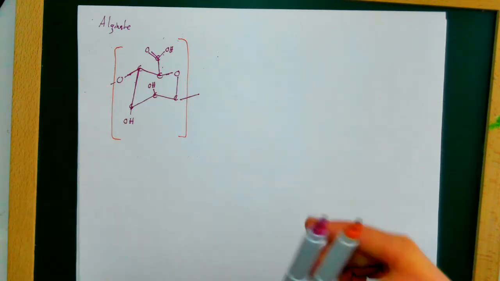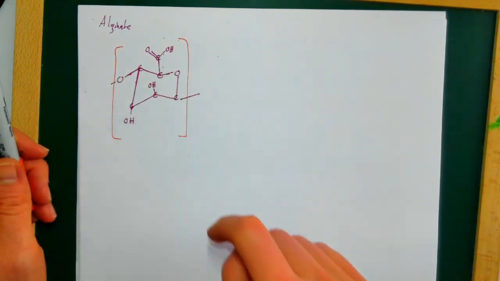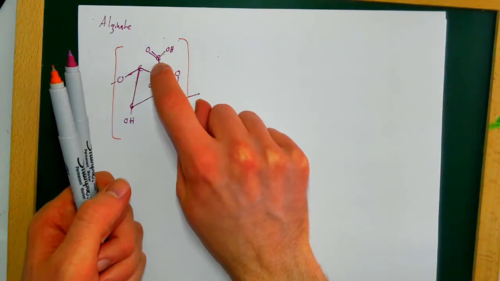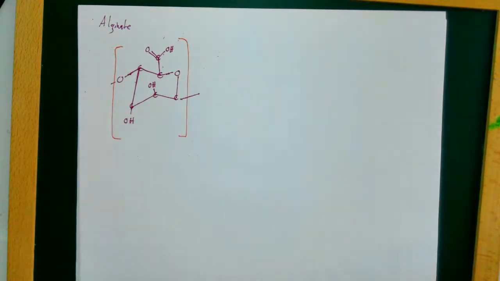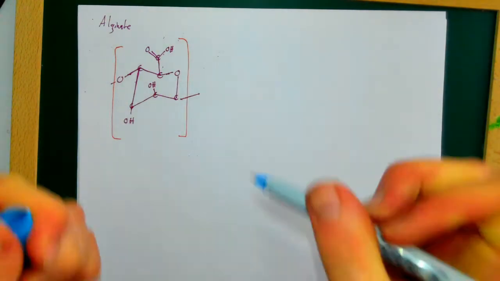So what's the key thing? What's the key feature of alginate? Well, if you look at this carbon right here and the COOH, what is this?